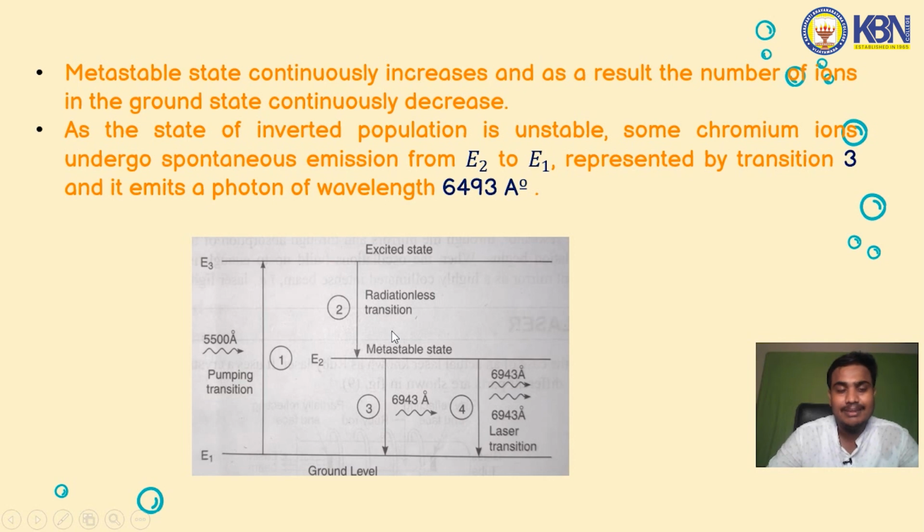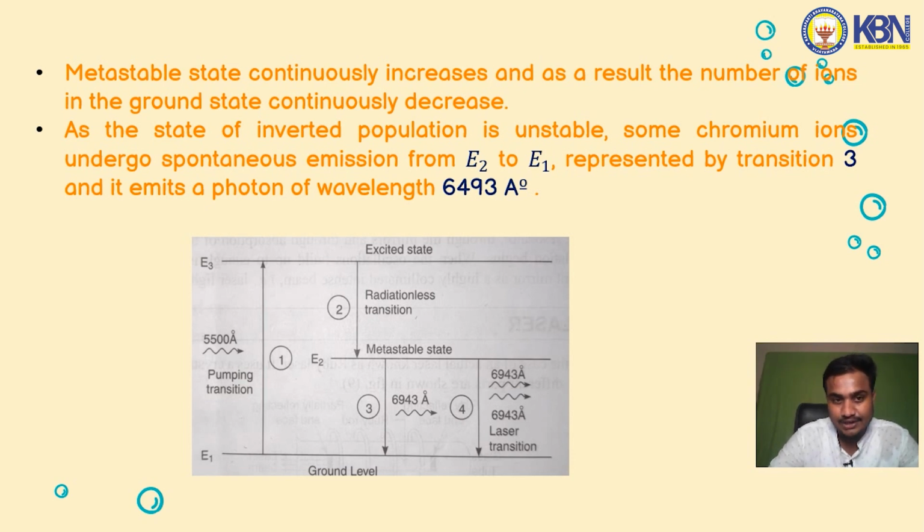This process goes on continuously, in which the metastable state will have a larger number of chromium atoms compared to the ground level. You know that this is called population inversion. So the population inversion is achieved in the Ruby laser.